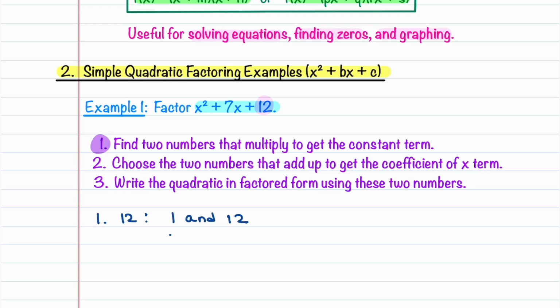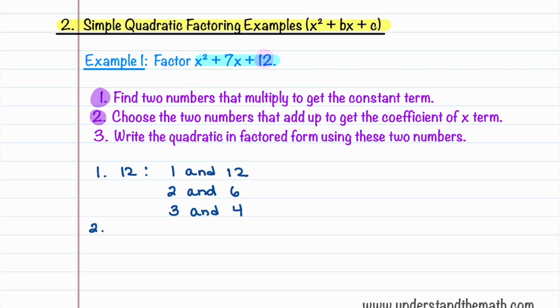2 goes into 12. So the two numbers would be 2 and 6. And then we'll go to 3. 3 goes into 12, and we have 3 and 4. And then once we get to 4, everything starts repeating and we would get a 4 and a 3. So we can stop there and go on to our second step.